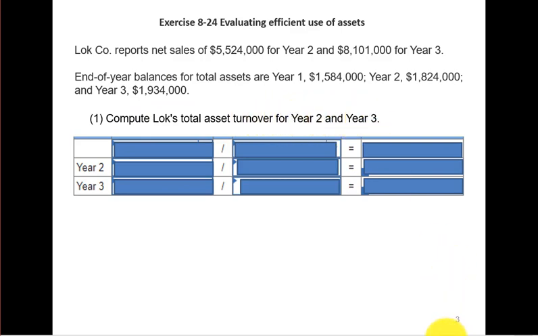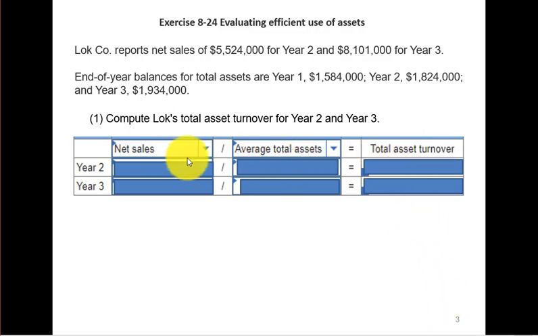So let's do that. Again, the formula is net sales divided by average total assets. And this is just like all these other formulas where we use an average. We're taking the end of 1 year and the beginning of another year, adding them together, and dividing by 2, and so on and so forth. This will give us the total asset turnover. So for year 2, we're going to use net sales of $5,524,000, and averaged assets will be $1,704,000.